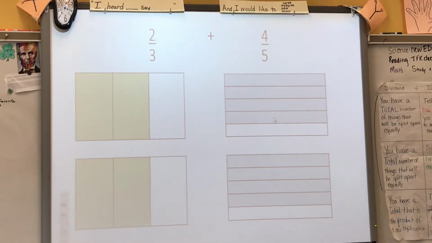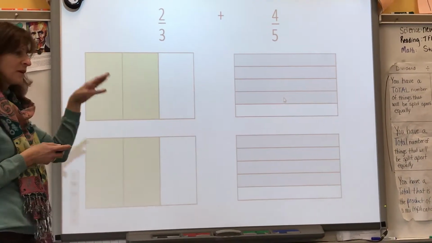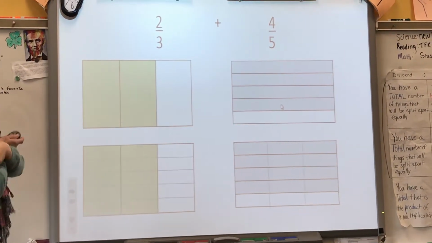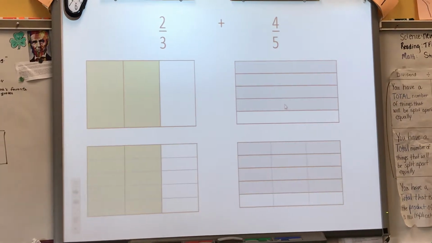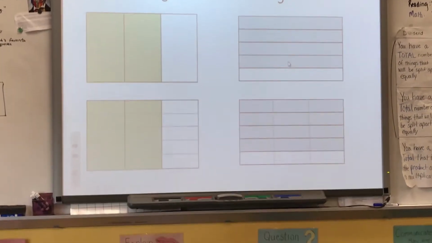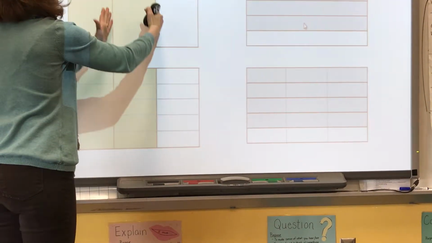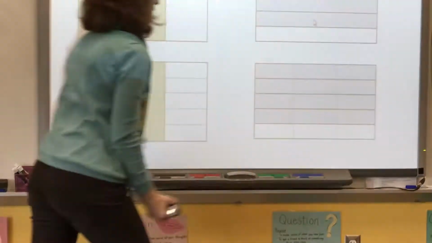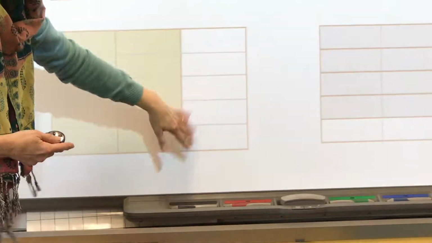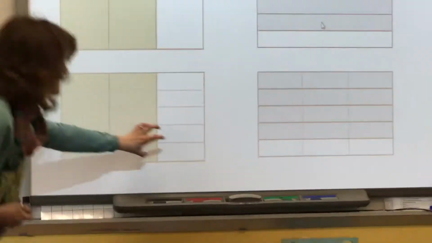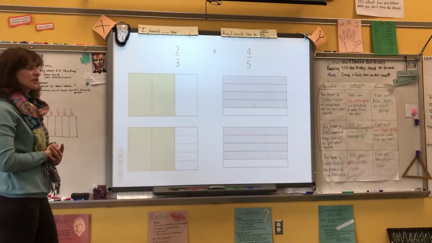So I repeated it again, but this time I'm going to do something a little magical. I'm saying, how can we make these parts the same size as these parts? And I showed them this. So they looked at it for a while and thought about it, and what I want them to see is that I took these parts and laid them over this. And I took these parts and laid them over this. And now I have 5, 10, 15 parts in the whole. They're all 15ths. They're all the same size. We can actually put these together now.